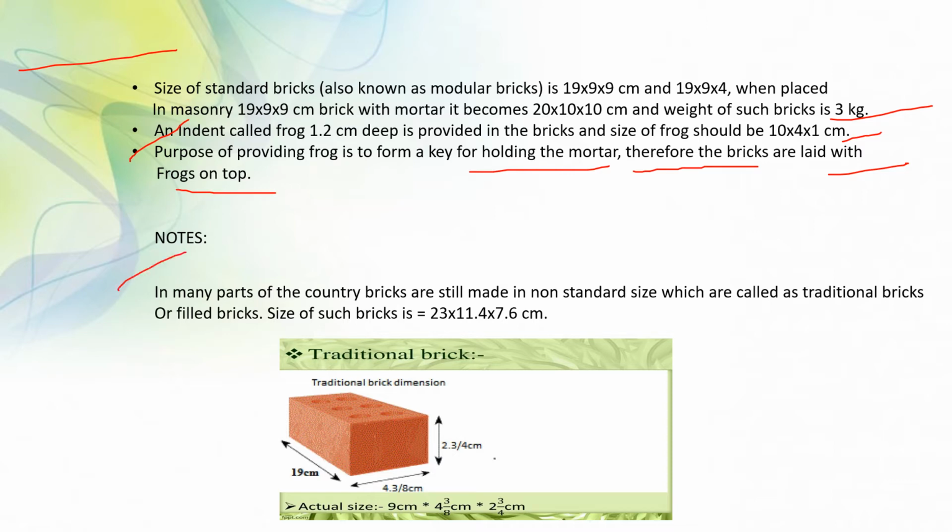Some notes: in many parts of the country, bricks are still made in non-standard sizes, which are called traditional bricks. This is important. They are also called field bricks, and the size of such a brick is 23 x 11.4 x 7.6 centimeters. This is the picture of a traditional brick.